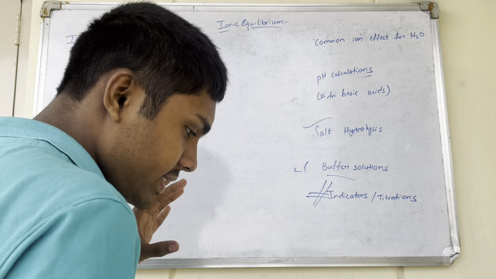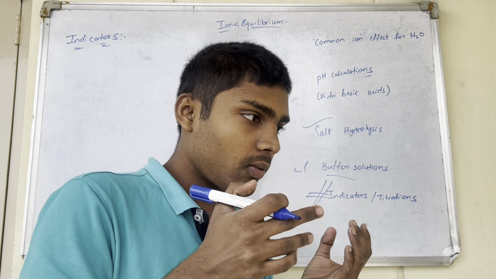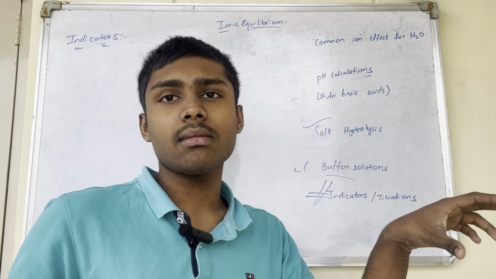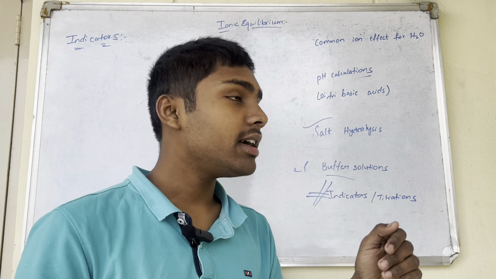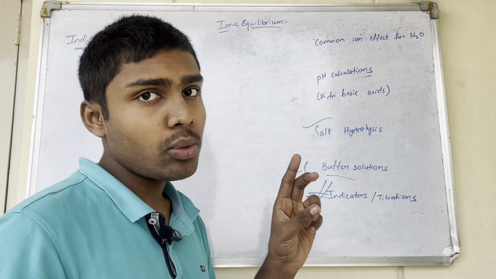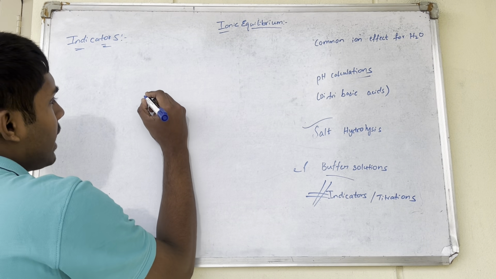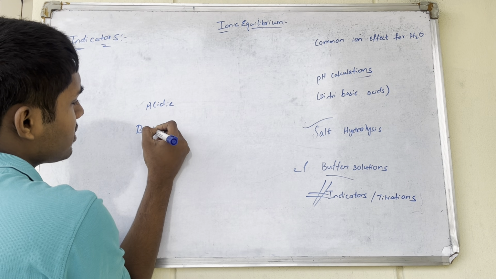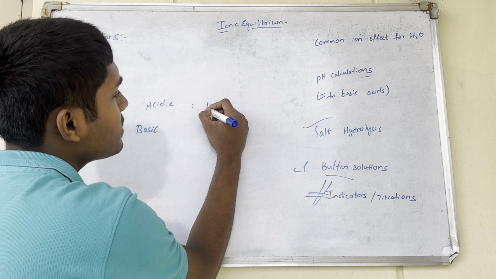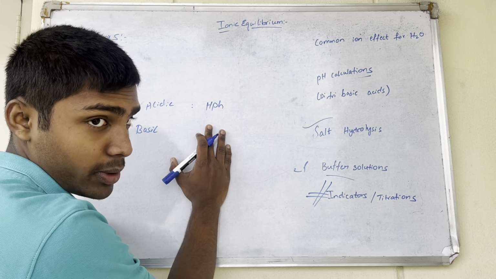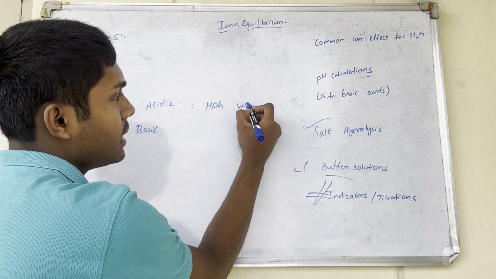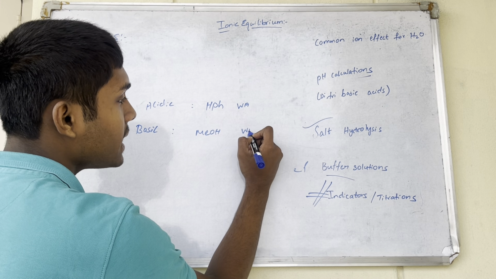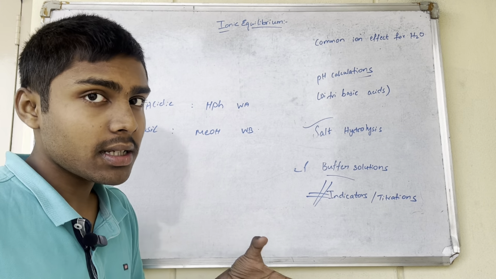Indicators basically show at what stage the equivalence point is reached. They generally show it by changing color, and by that you can identify it. Those are indicators. There are two types of indicators: one is an acidic indicator and the next one is a basic indicator. An example of an acidic indicator is HPh, phenolphthalein, which is actually a weak acid, and methyl orange, MeOH, which is a weak base. So these two indicators are used.